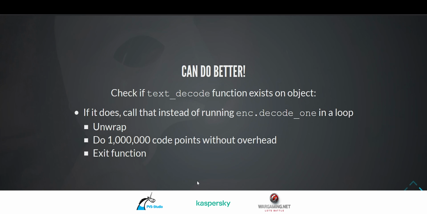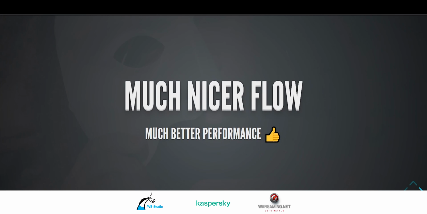What if we had this extension point called text decode? If it exists, we call that instead of running the basis loop that calls decode1 a bunch of times. What ends up happening is that we unwrap the encoding once, do the 1,000,000 code points in the actual call that we're supposed to without any overhead, and then exit the function. It's just a typical inversion of the loop: rather than doing the loop on the outside, we do the loop on the inside. That's a much nicer flow, and it has a much better performance profile.